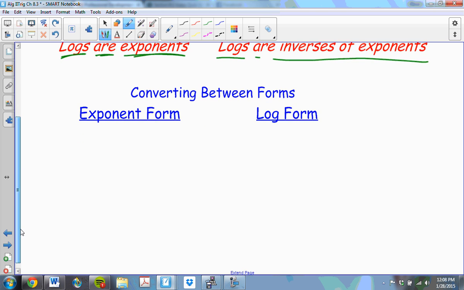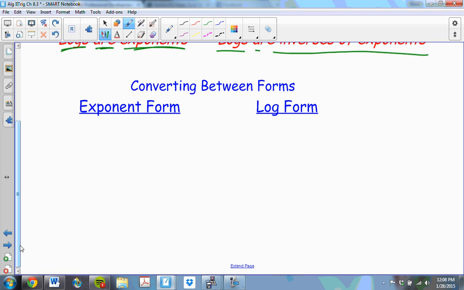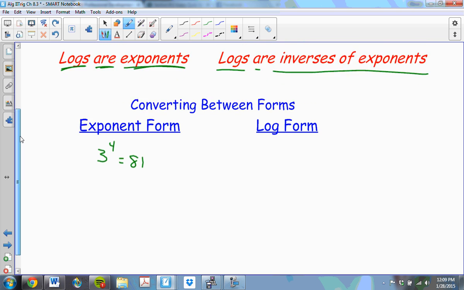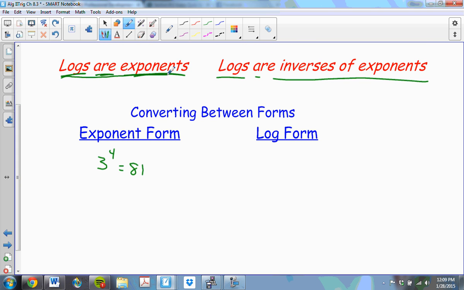I'm going to start playing with logs in a way to introduce them. I'm not going to try to explain what a log is yet. I think that'll take some understanding and some familiarity first. So first we'll just convert. In exponent form, I know that 3 to the fourth is 3, 9, 27, 81. 3 to the fourth is 81. Remember how I said that logs are exponents? Here the exponent is 4. In logarithmic form, I write log base 3 of 81 equals 4.